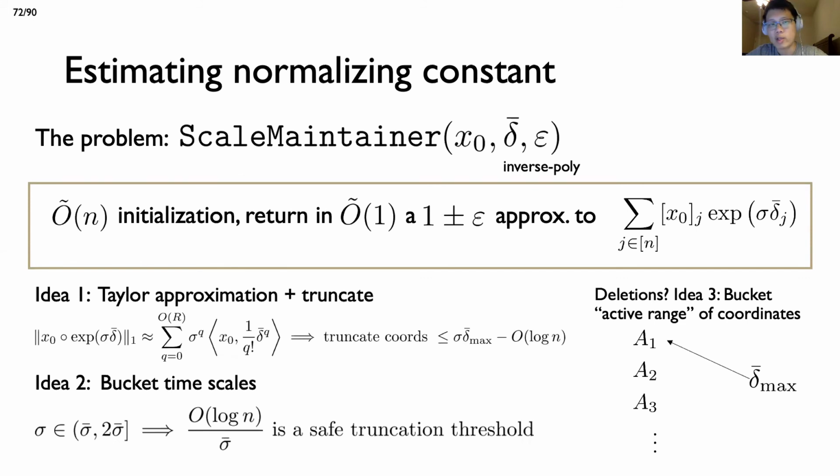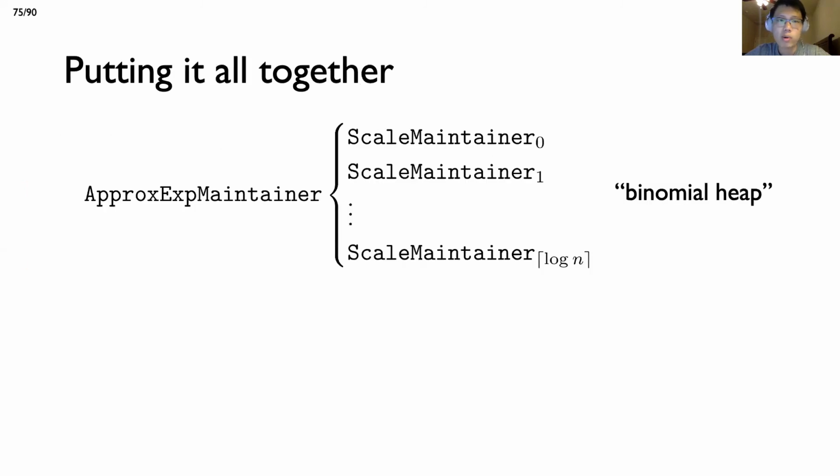Finally, for the final data structure, we need to make sure that we support deleting coordinates. To do this, in each of the time buckets, we also pre-compute bucketed ranges of active coordinates in ranges of log n. When all the coordinates in the top bucket get deleted, we shift the active bucket to the next range. At this point, we're basically done.